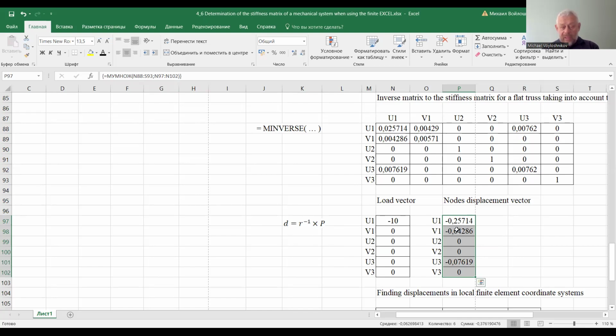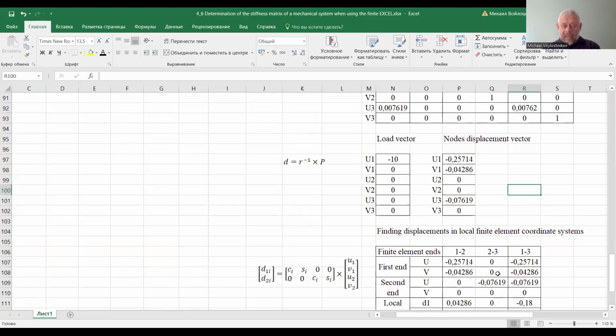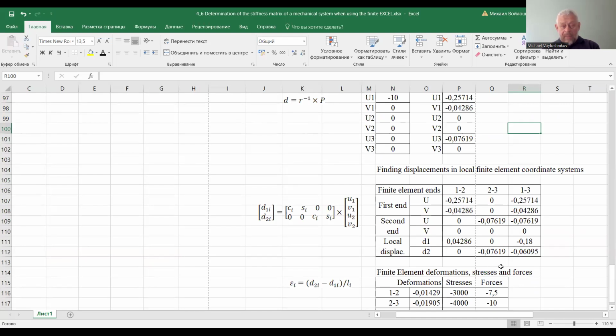So the product will be the displacements of the nodes of the considered flat truss found by the finite element method. After that, we just have to define what the table of the result is.